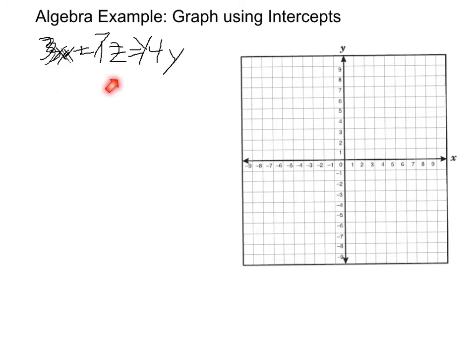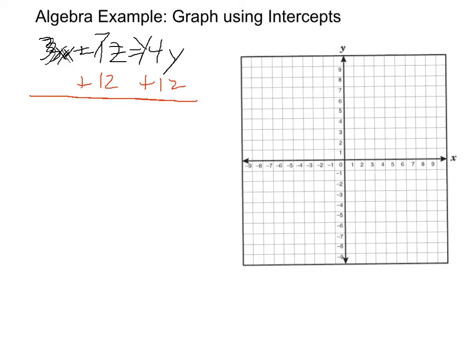Suppose I'd like to graph this equation. Well, if my equation is in standard form, I can graph it using intercepts. This looks similar to standard form, although we have an x term here and our y term is over here. So in order to put it in standard form, I'm going to need to do a little rearranging.